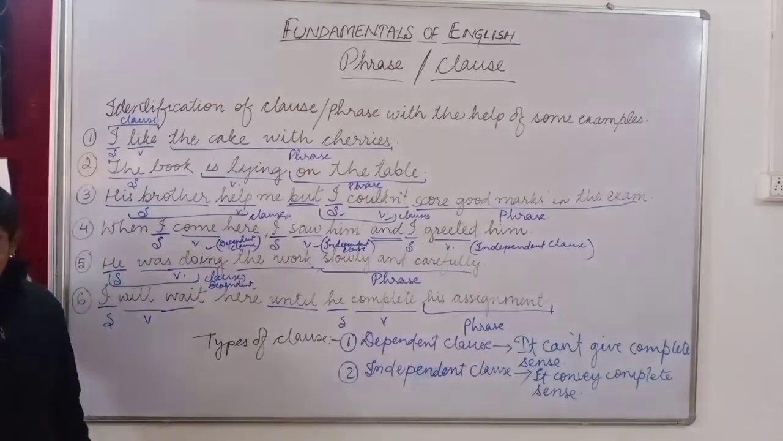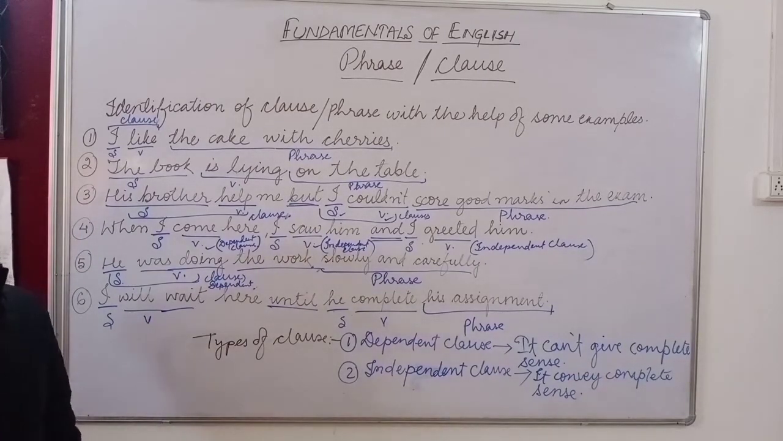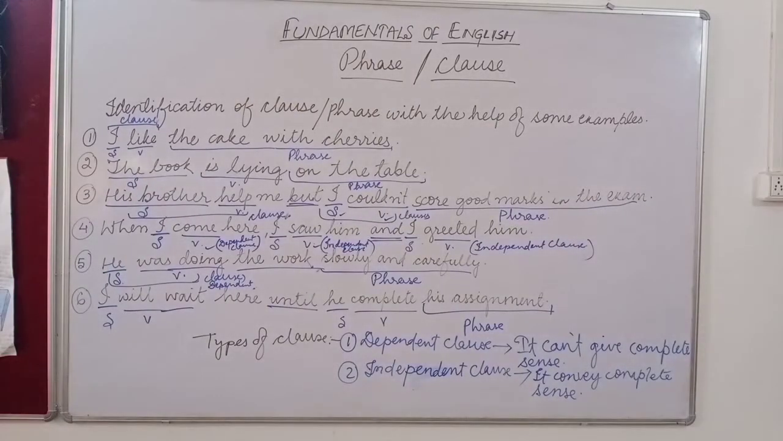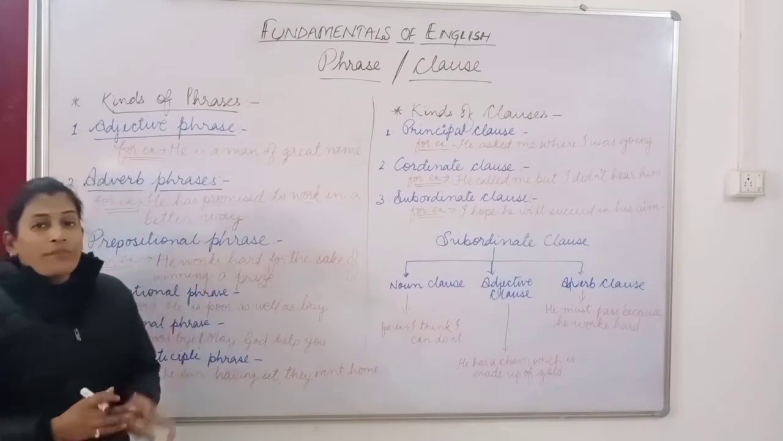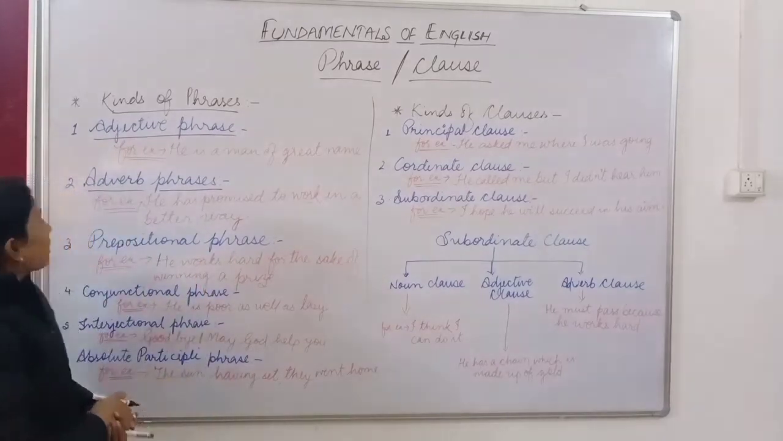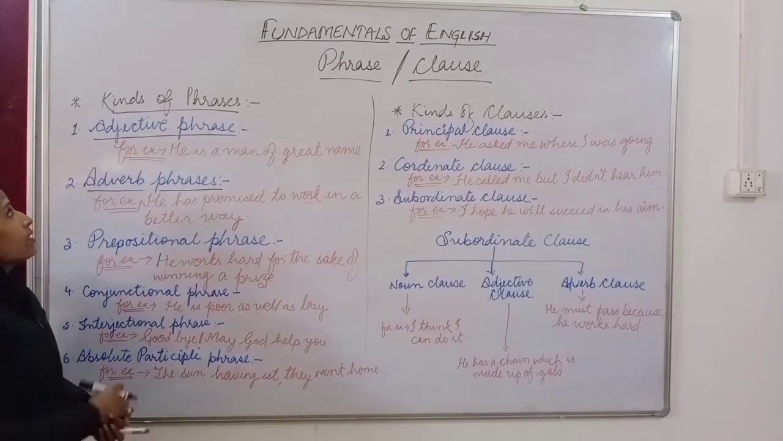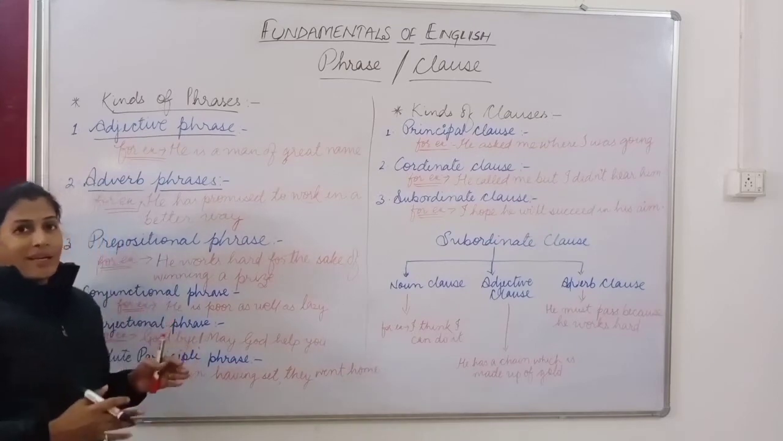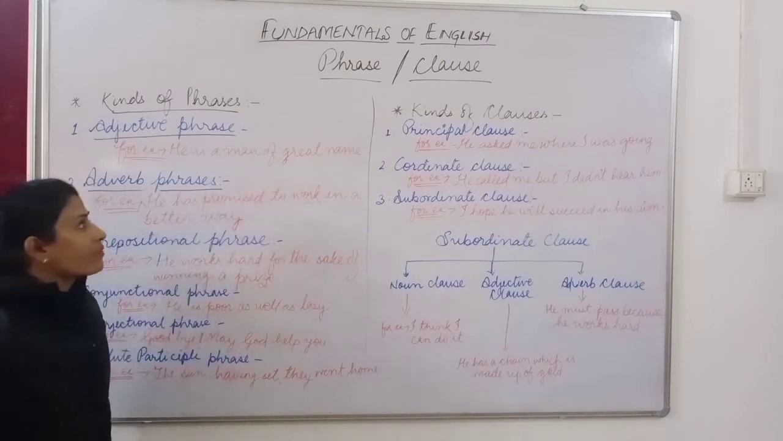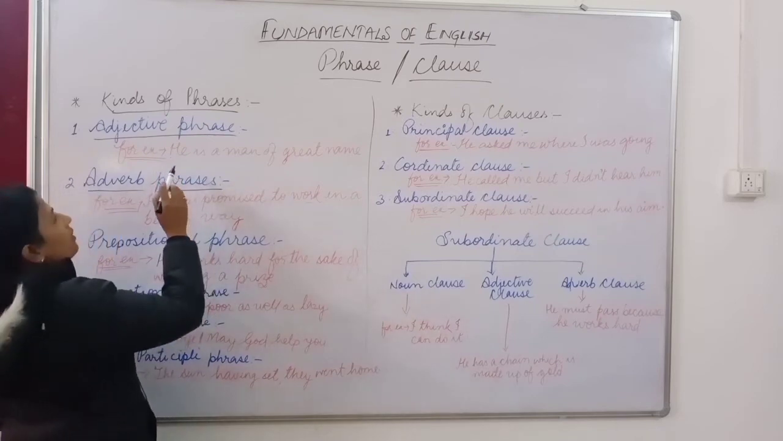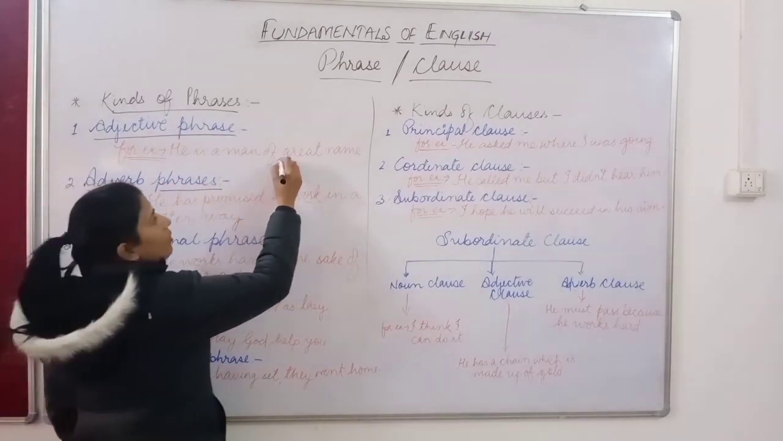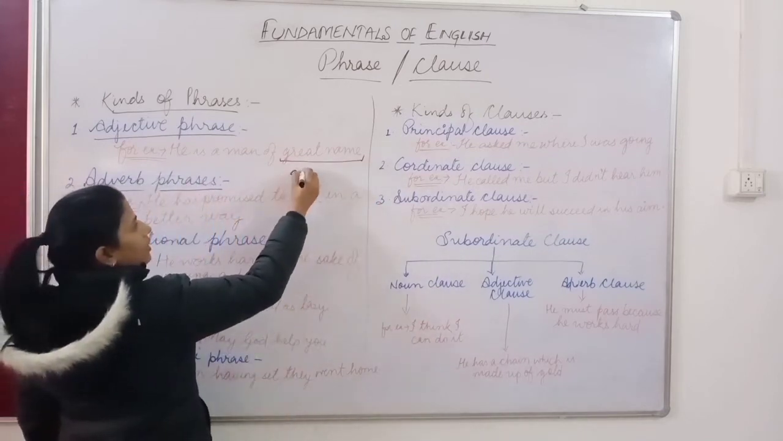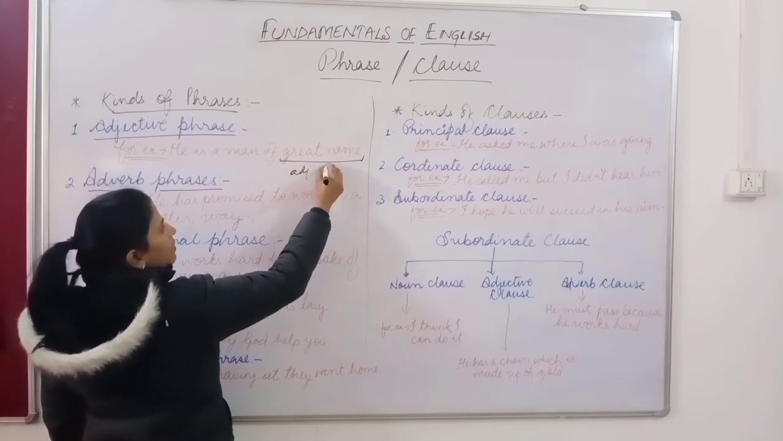Now next, we come to the kinds of phrases and clauses. Here the first phrase is the adjective phrase. An adjective phrase is a group of words in which the head contains the adjective. For example, he is a man of a great name. It denotes an adjective phrase.